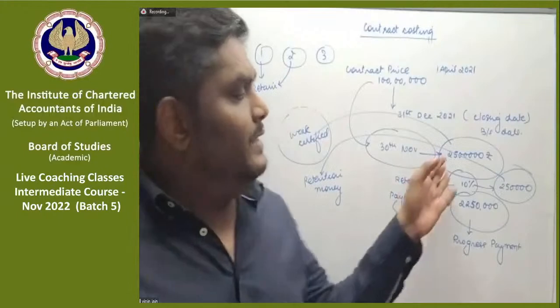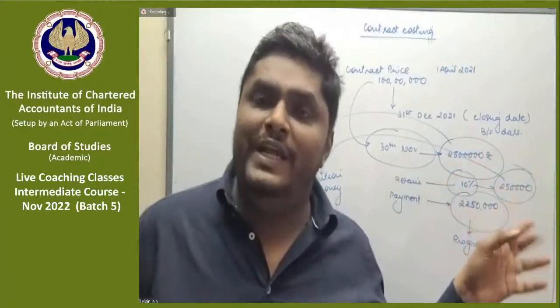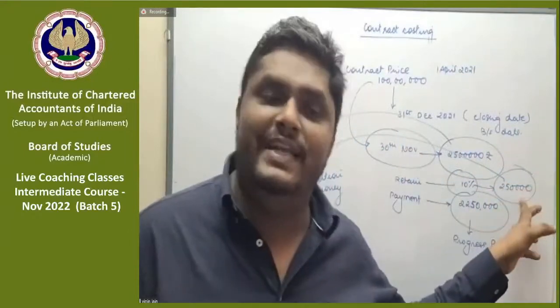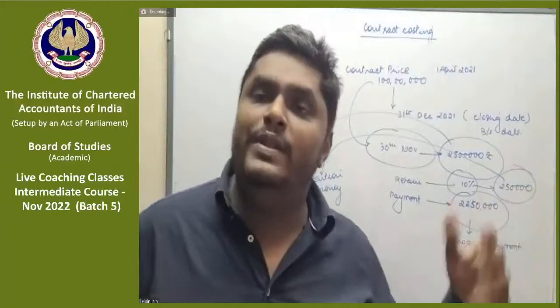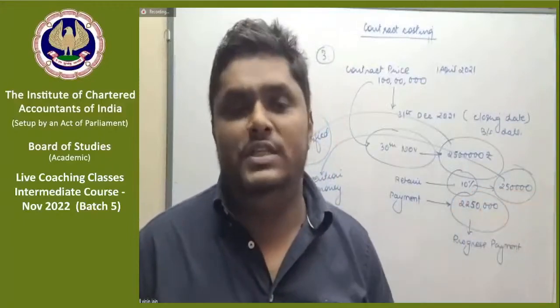So here in this question, 25 lakh is work certified. Out of 25 lakh, they do retain a certain amount, that is 2,50,000, that is the retention money. And the balance amount that is paid by the contractee is 22,50,000, that is the progress payment.